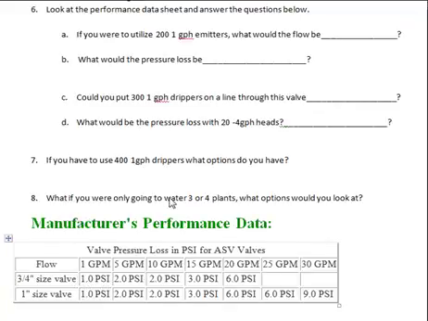So you might say, add more drippers, run the timer longer, run the timer shorter, add more plants, or hey, I've got 3 or 4 plants, I'm just going to water by hand. That's how you use this performance data for answering these questions 6, 7, and 8.